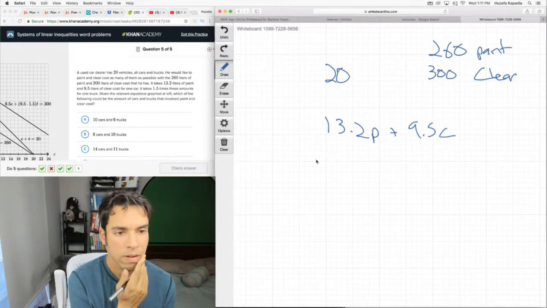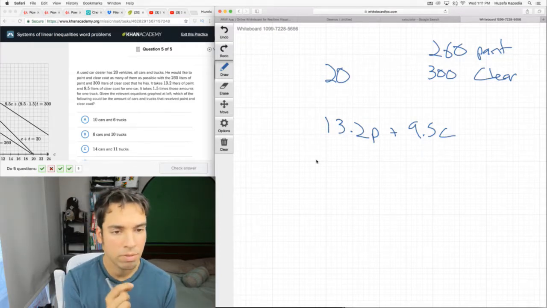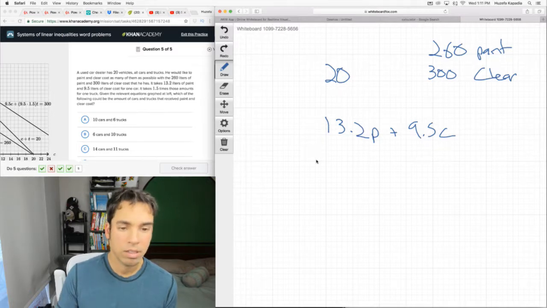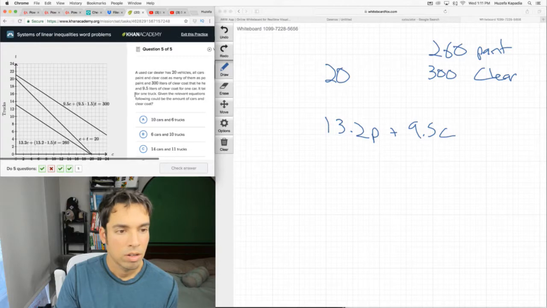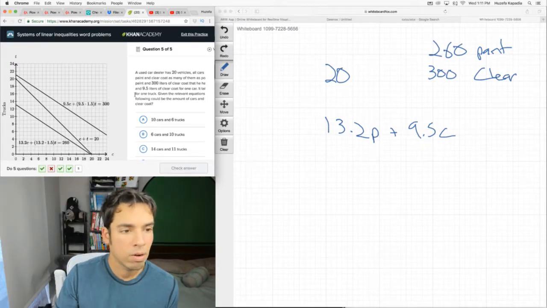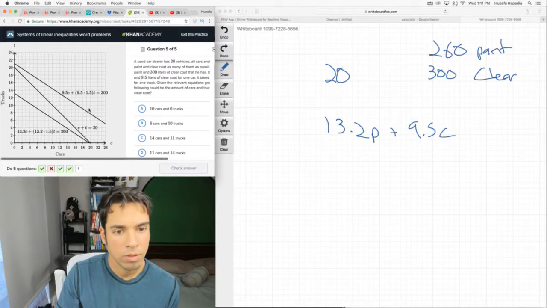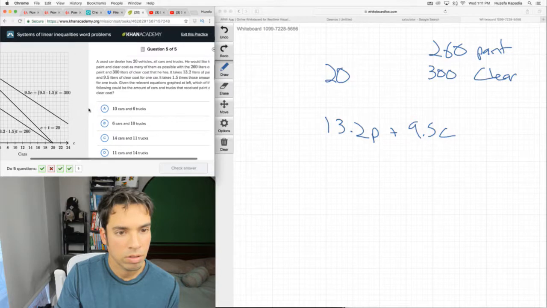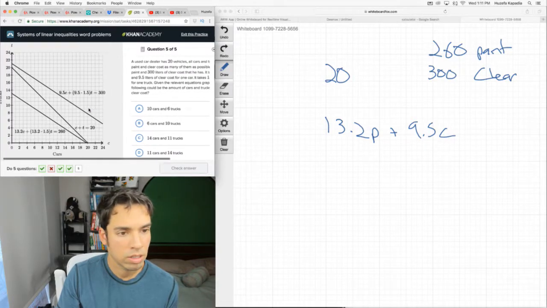Okay, interesting. So given the relevant equations graphed to the left, which of the following could be the amount of cars and trucks that received paint and clear coat? So I think there's a few different equations here. So we need to figure out what's going on, right? So we have how much? So he's got 300 liters of clear coat and 260 liters of paint.